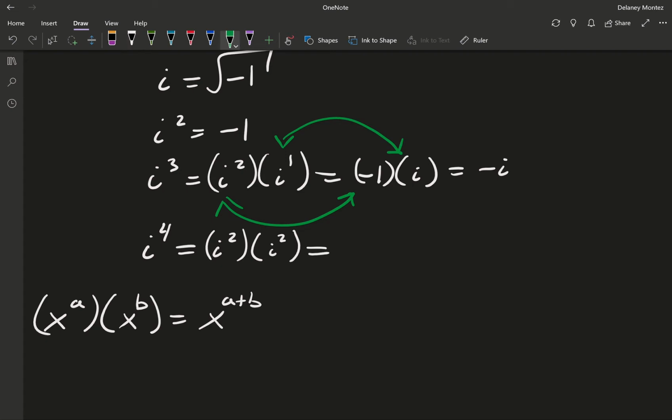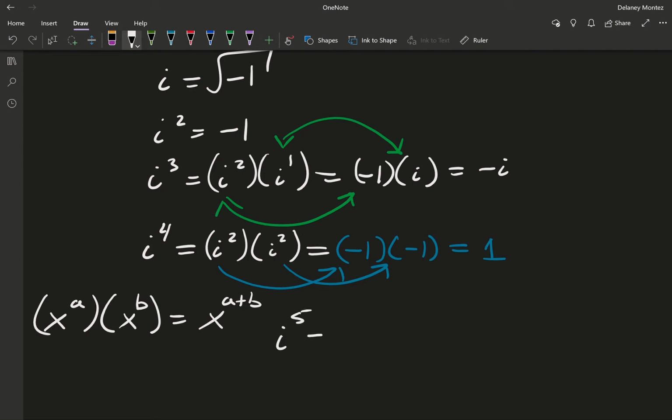But now let's look. What is i squared? Well, we know it's -1. So it's really just going to be -1 times -1, and what does that give you? That just gives you 1. So we have i squared, that's -1, we know that from above here. So we'll do one more, and then we should have enough to see a pattern.